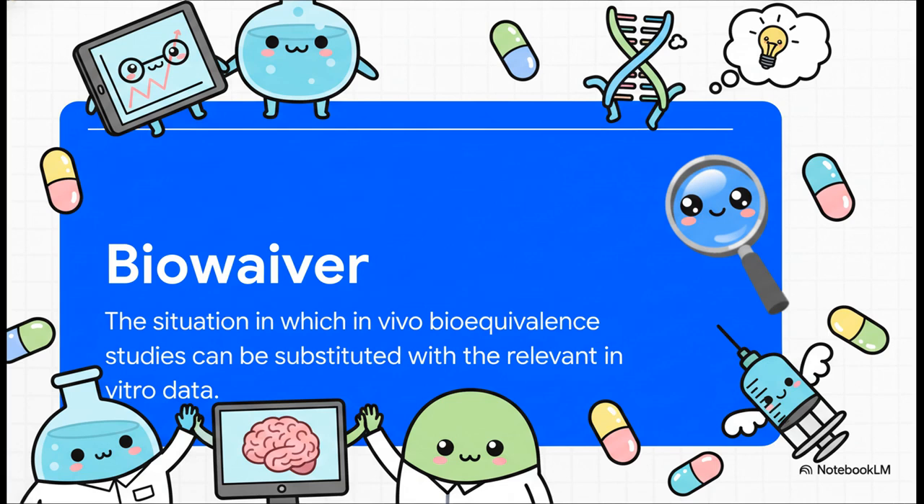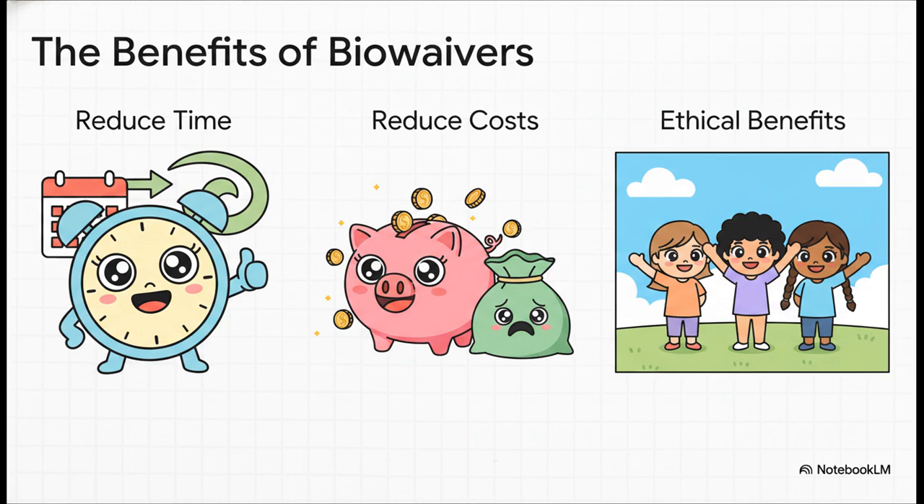This isn't some rogue idea either. It's a formal, regulated process called a biowaiver. It's when a regulatory agency like the FDA officially agrees that your computer modeling and lab data are strong enough to substitute for a specific human study. It's not about cutting corners, it's about being way smarter with the science. And the benefits here bring us right back to where we started. Biowaivers cut development time. They save incredible amounts of money. But maybe most importantly, they're a huge ethical step forward, because they reduce the number of human volunteers we need to expose to experimental drugs.